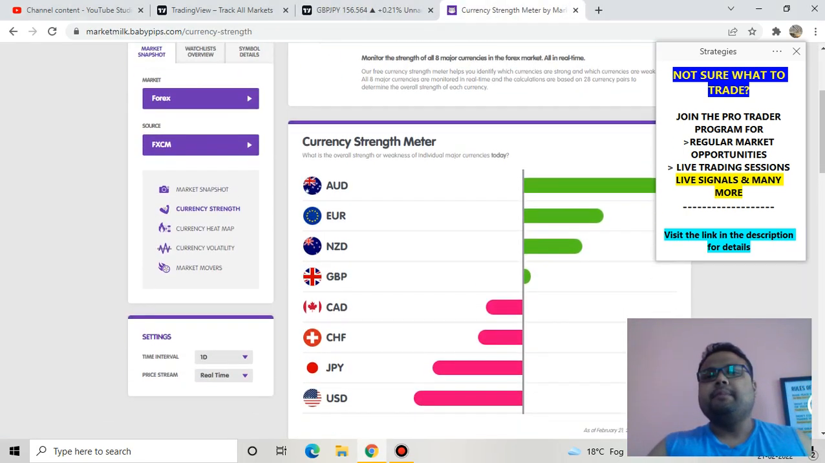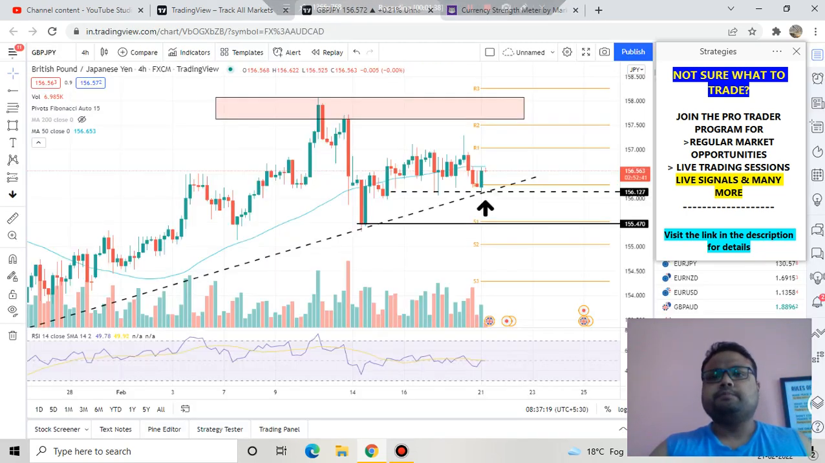If you look at the currency strength meter here, here is our JPY, Japanese yen, the second weakest currency. And here is our GBP. Though GBP is on the positive side, we can see that there is not much strength in GBP. But yes, Japanese yen is considerably weak today. So if Japanese yen continues to be on the weaker side, then obviously there will be more upside on the chart of GBPJPY or all the JPY pairs.